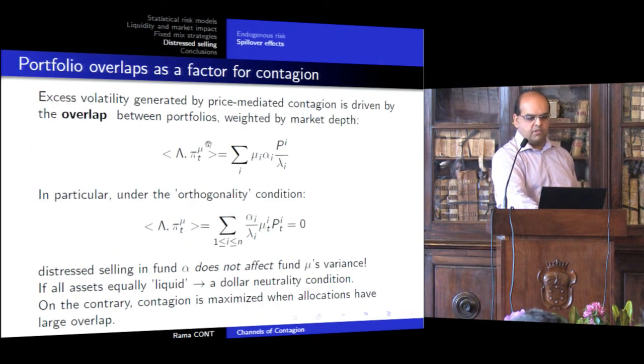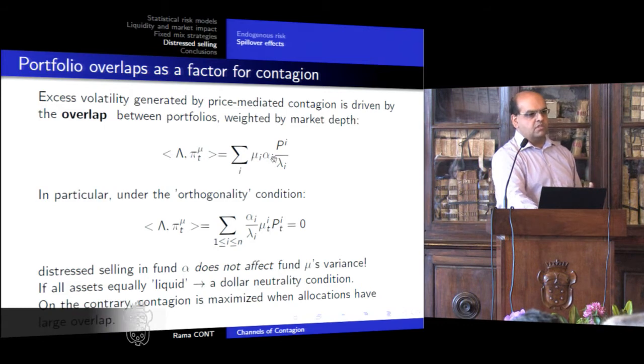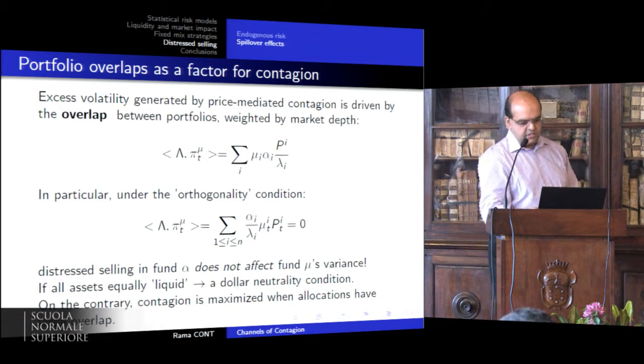So this parameter, which is in all these terms, can be seen as a scalar product of the two portfolio weights, mu I and alpha I, with weights that are proportional to the inverse of market depth. So the overlap is all the more important if the asset class is illiquid. If we overlap in a very liquid asset class, it's not so bad. But if we overlap in an illiquid asset class, that's going to hurt me a lot. So that's an important thing to know. If all the asset classes are equally liquid, then this is just the overlap in portfolio weights as usual.